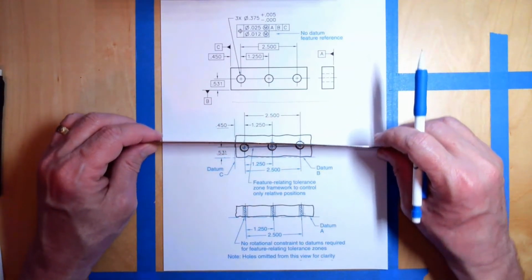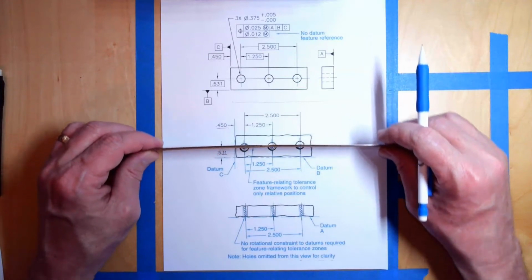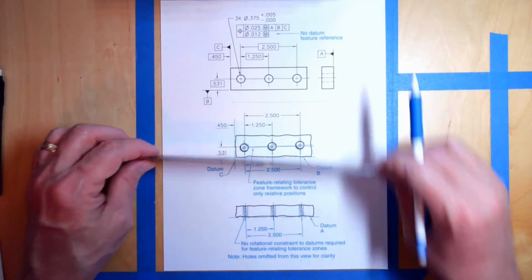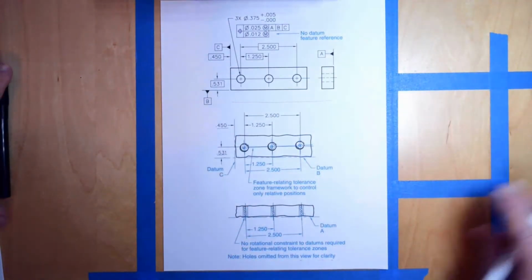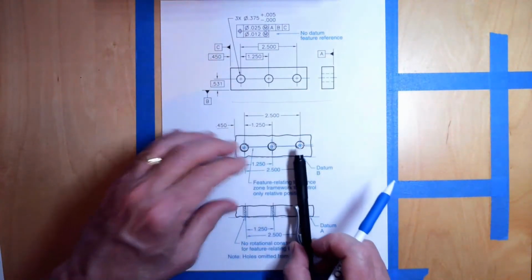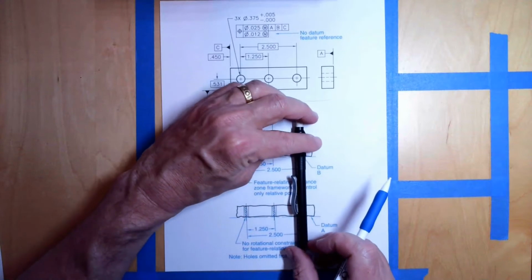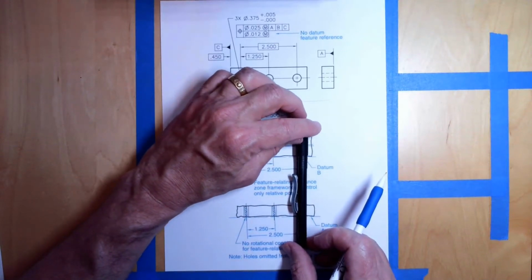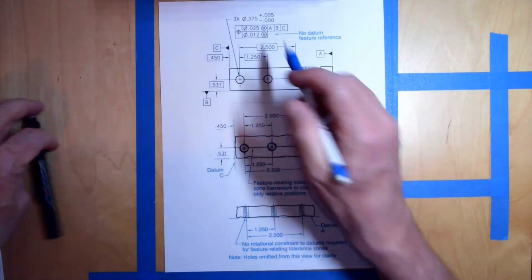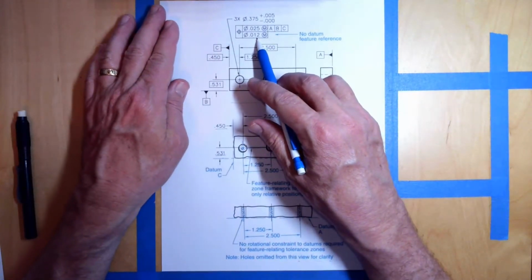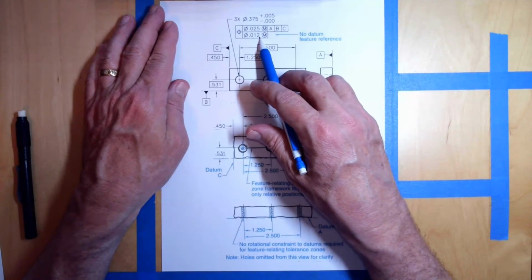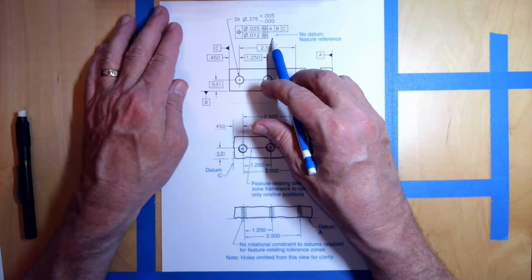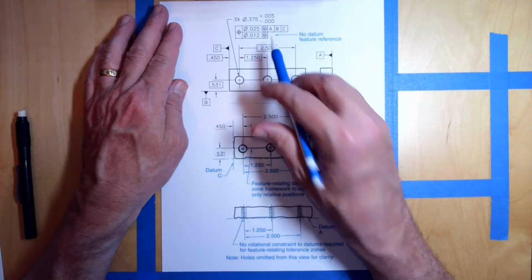Well, they're also free to rotate relative to C. Well, this is also relative to C, right? This is relative to B and C. And they're able to rotate relative to A. So that means that here, and I'll use this, that means that if this is 90 degrees relative to A, they're free to move at an angle. So they are unconstrained. The feature locating tolerance zones, the 0.012, is unconstrained relative to the datum references.